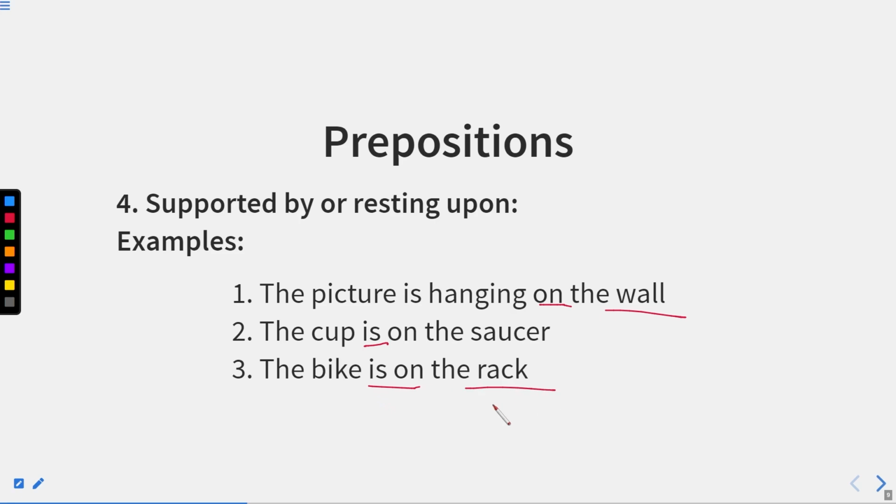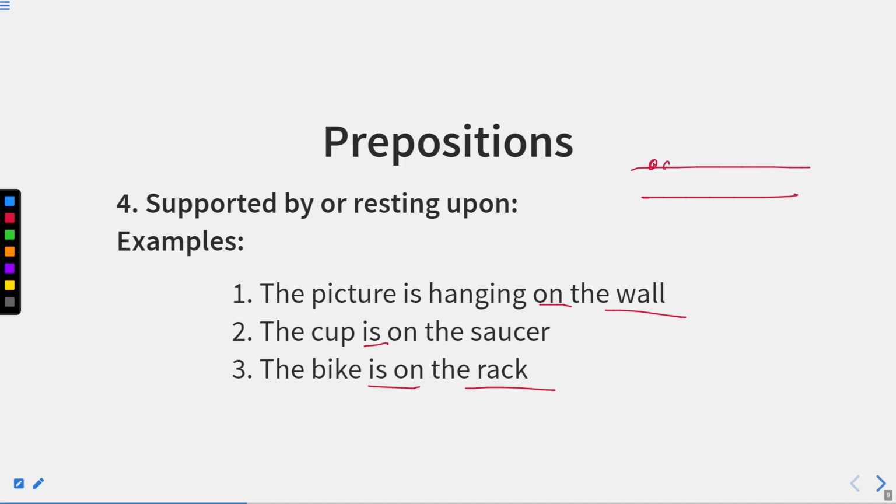The bike is on the rack. So we can use on over there. Suppose the train is running on the track. Though it is running, it is just touching the surface of that particular track while it is running as well. So the train is running on the track.